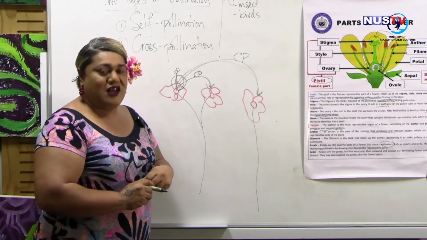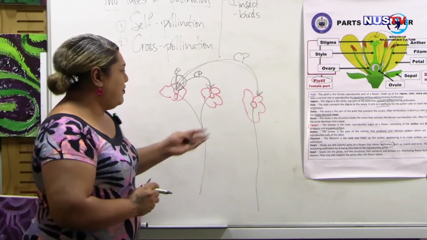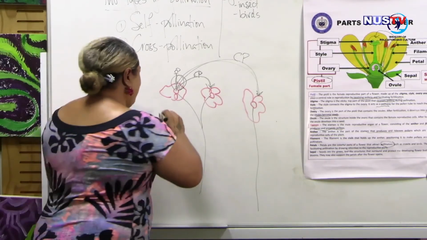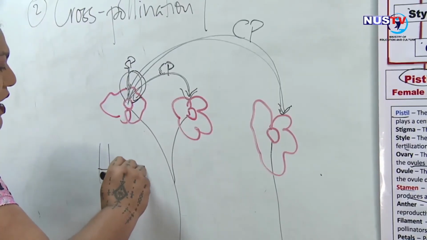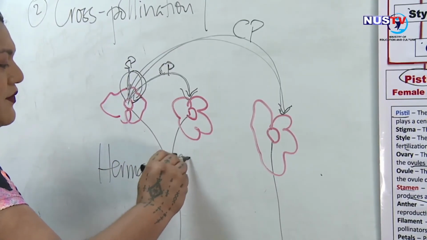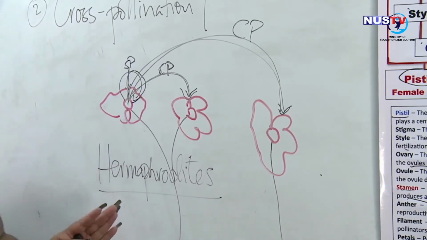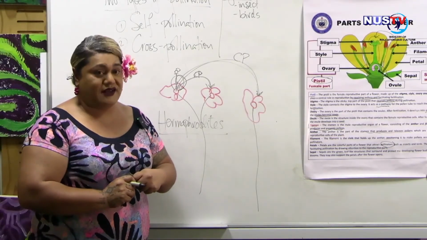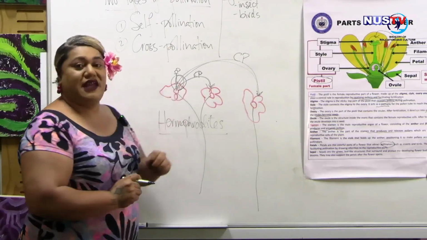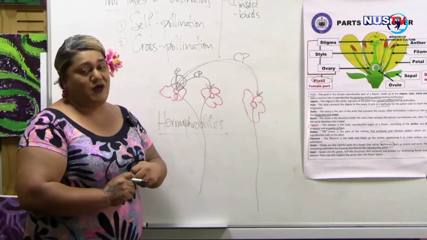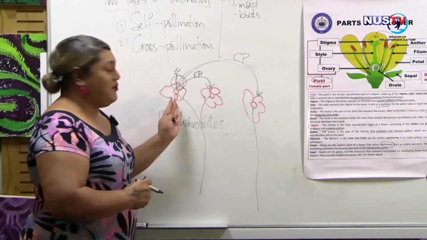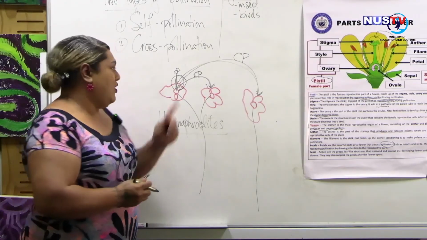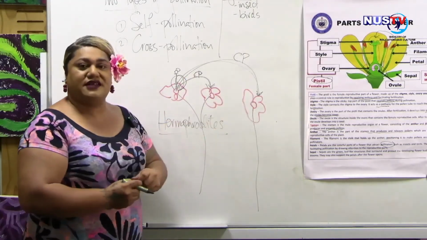Cross-pollination. So this is the beauty of having hermaphrodites. So flowers are hermaphrodites. We all know the meaning of hermaphrodites. Hermaphrodites are organisms that have both male and female parts. So that is the beauty of flowers, having both male and female parts, because they can self-pollinate, or their pollination can occur rapidly or fast, or it can also cross-pollinate.